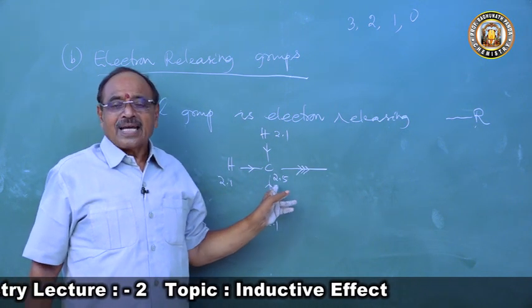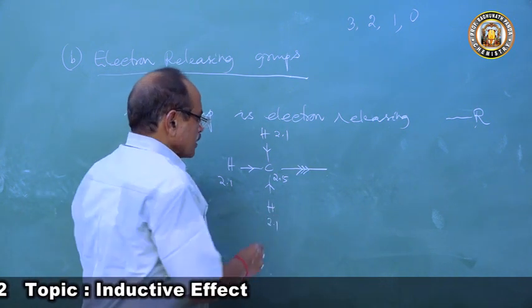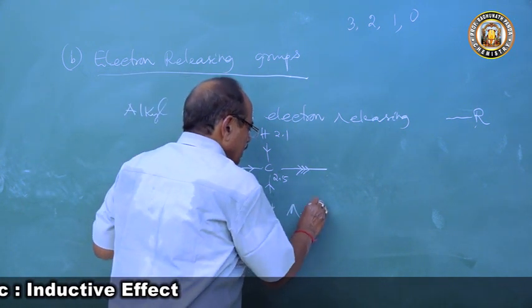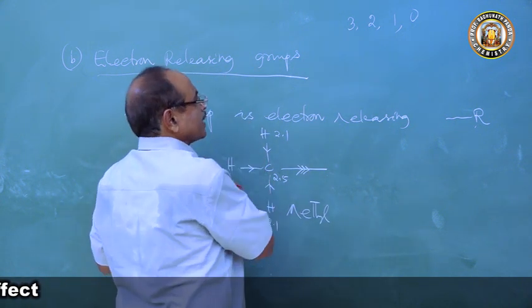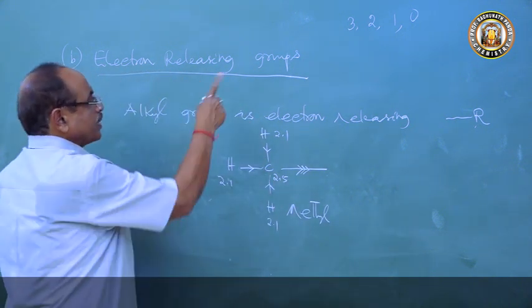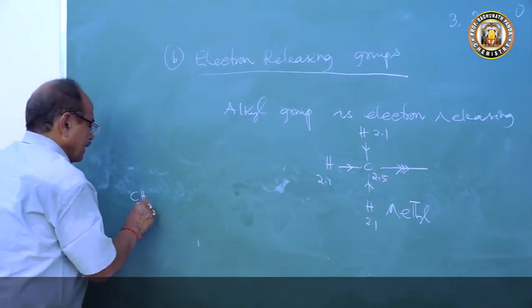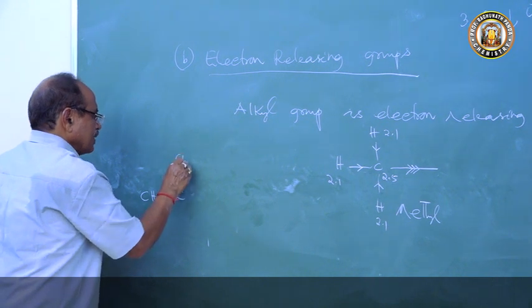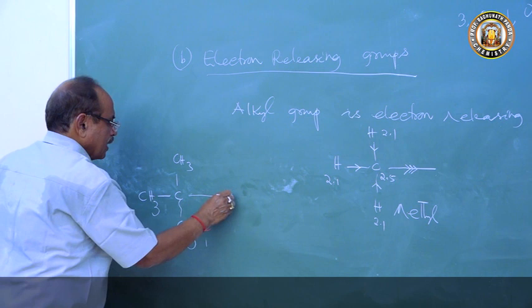So that is the reason an alkyl group is an electron releasing group. So this methyl group is an electron releasing group. The methyl group is not substituted, so I consider it as 0. Now when you come to 3 degree, 2 degree, 1 degree, what? If you have a tertiary alkyl group, 3 degree, CH3, CH3, CH3, this is a tertiary alkyl group.